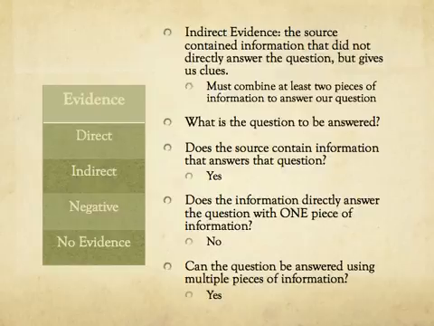A source will also contain an answer to a question with indirect evidence, but it will not be as specific. If direct evidence, you can point to it with one finger. Indirect evidence requires the use of at least two fingers. Indirect evidence will give us clues to answer our question, but we must combine it with at least one other clue in order to arrive at our answer. Again, start with the question to be answered. Indirect evidence will answer that question, but not with one piece of information. It will require multiple pieces of information.